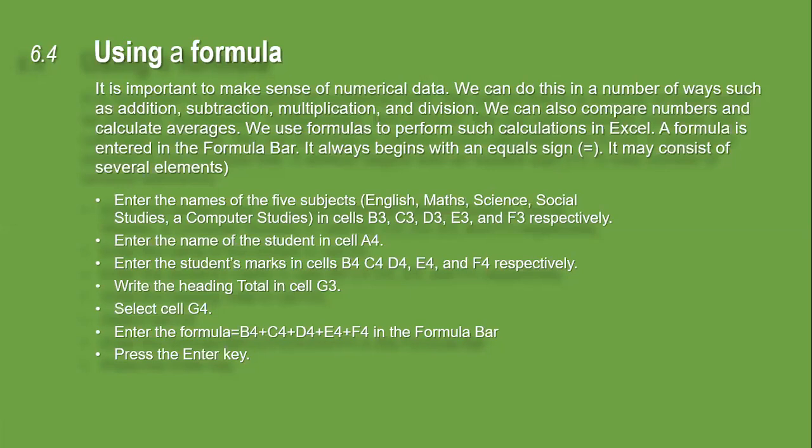I'll be showing you. I have taken 5 students and their 5 subjects respectively in B3, C3, D3, E3 and F3, and then their names of the students. After that, I've entered marks for each of the subject and I've written heading total in cell C3. Then I'll be showing you how we can add all those marks in cell G4 by entering this formula in the formula bar and press enter key. Let's see how does it work.